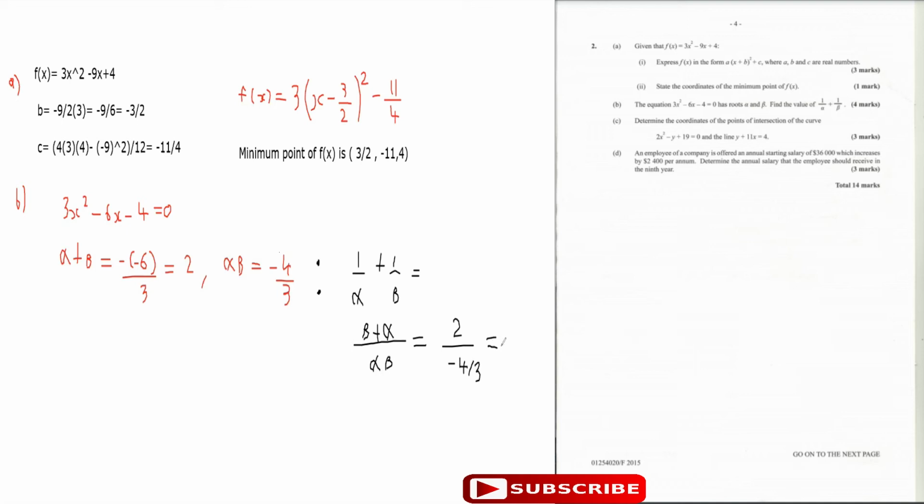So you work that out, 2 divided by minus 4 over 3, and we're getting minus 3 over 2. And that's 1 over alpha plus 1 over beta. So this works out to just be minus 3 over 2. That's the answer. Nice and easy.